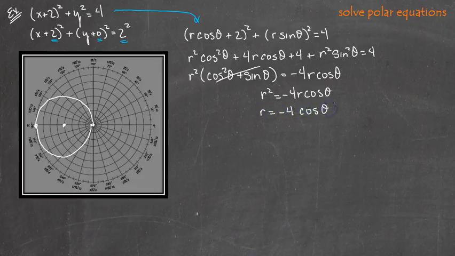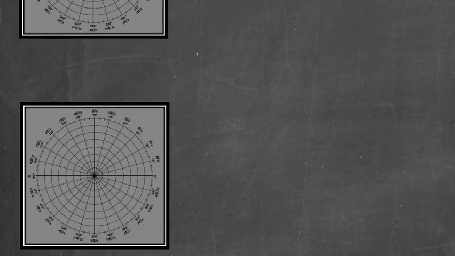And that's exactly what you expect. We expect a cosine, meaning a circle on the horizontal axis with a diameter of 4. Negative says it's on the left-hand side of the pole. Done. It's exactly right. All right, let's do another one. Hopefully they're all that easy, or at least all that straightforward, if not easy.